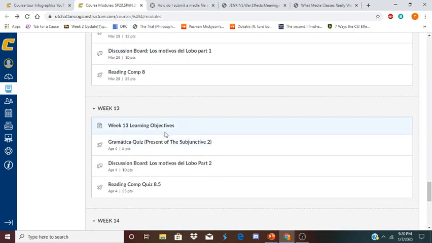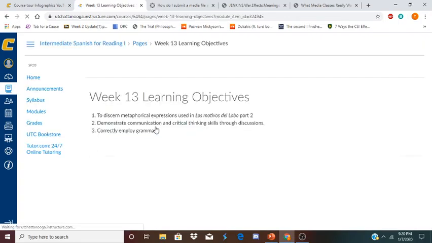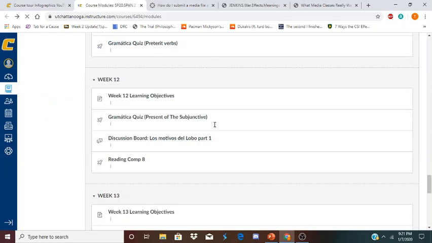Week 13, we have present of the subjunctive 2, a discussion board, Los Móvulos de Lobo Part 2, and another reading composition, discovering metaphorical expressions using Los Móvulos de Lobo Part 2. Demonstrate communication and critical thinking skills through discussions and correctly employ grammar.